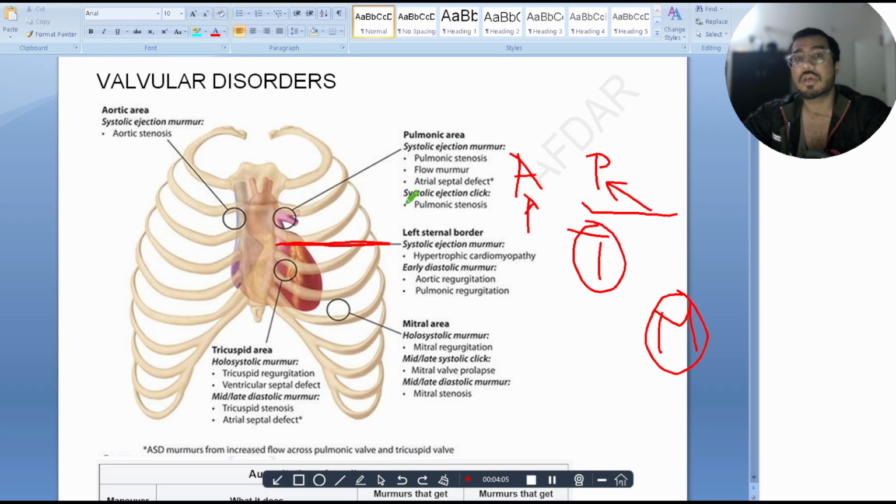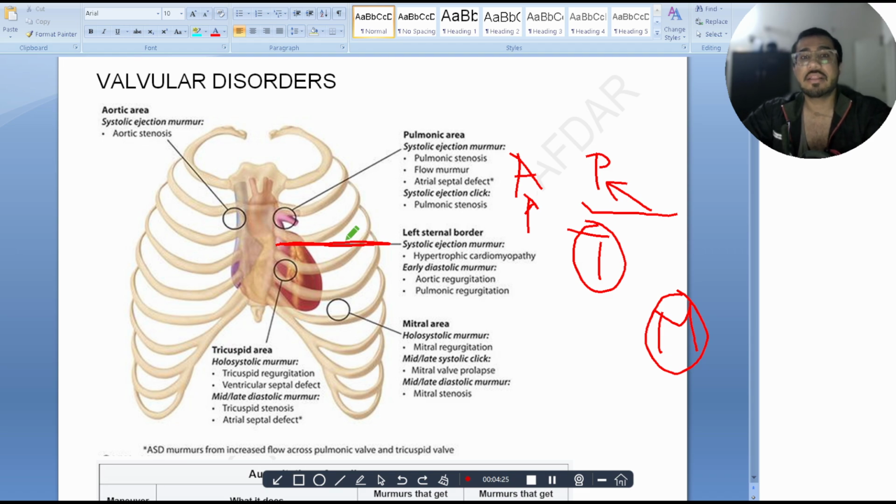So if you don't remember exactly where the regurg is gonna be heard, it can get confusing, because with the A and P area in the mnemonic, you might confuse that the regurg should also be heard at these areas, whereas this is just for A and P stenosis. Regurg is below at this area.